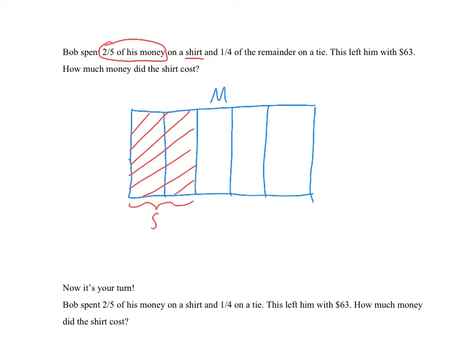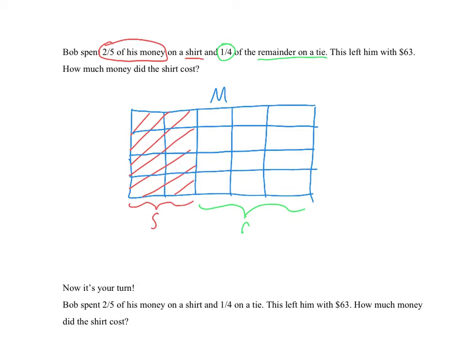So S for shirt. So moving on, the next one that we have is 1/4 of the remainder on the tie. So we don't have 4 parts left over in the remainder like we did last time. So this is my remainder and there's just 3 bars there. So this time I'm going to divide up our box into horizontal lines so we have quarters to work with as well. So 1/4 of the remainder was spent on a tie. So back to the green, this part here in green is the tie.